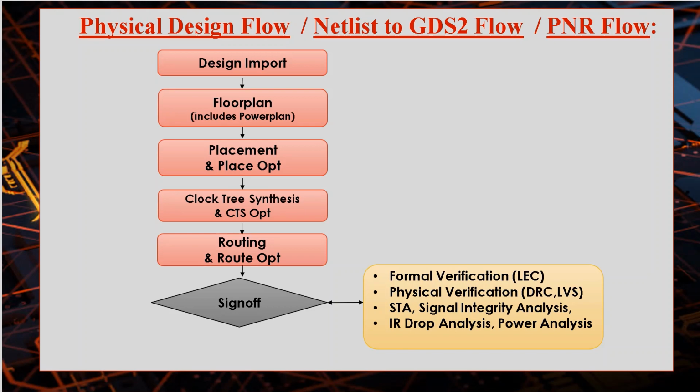The design output is extracted in GDS2 layout form, which will be free from all types of violations and issues, and this GDS2 layout file is now ready to be sent to the foundry for fabrication. This stage is called tape out. So this completes the overview of physical design flow. It is also called the PNR flow, that is place and route, as we can understand from the above stages.